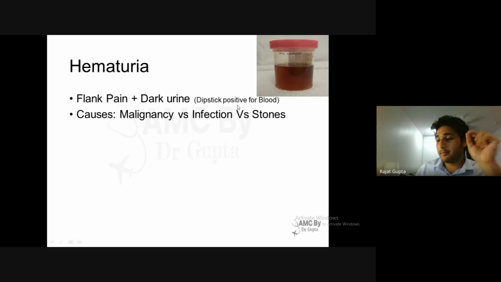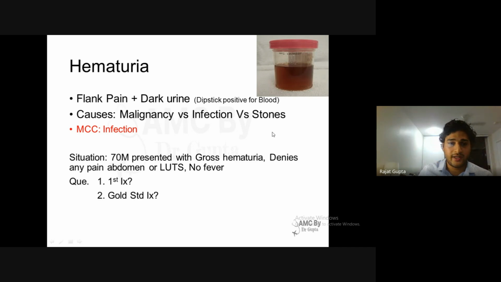Okay, so if a patient comes with the above symptoms, we have to look for the clues in the question. If the question says it is an old patient of 70 or 80, having loss of weight, loss of appetite, suspect malignancy. If they're saying the patient is having fever with chills or burning urine or altered sensorium, think of urinary tract infection. And if there is nausea, vomiting, severe pain going down to the groin area, think of stones. So the most common cause is infection. And now read this stem.